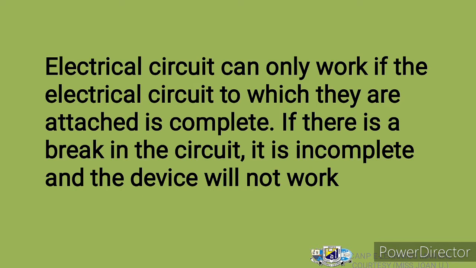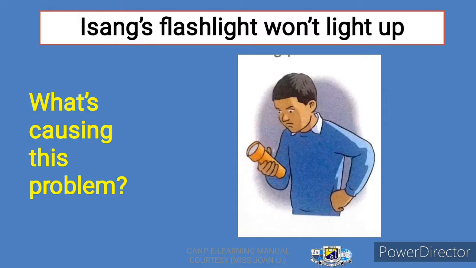So if there is a break in the circuit, all these things I just mentioned are breaks. It is incomplete and the device will not work. Let's look at this example. Isang is holding his torch, or his flashlight. Now Isang's flashlight won't light up. What was really causing this problem?